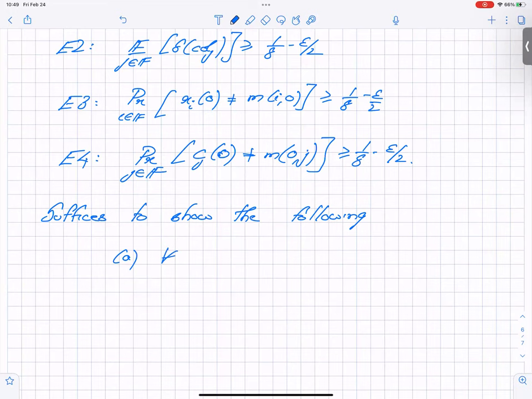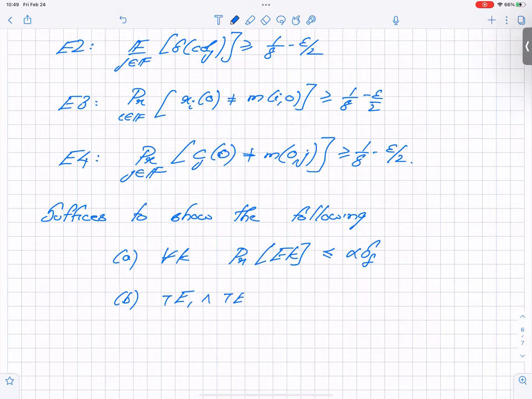For k = 1, 2, 3, 4, the probability of Ek is at most alpha delta, that is, each event happens with probability at most alpha delta. And B is not E1 and not E2 and not E3 and not E4.